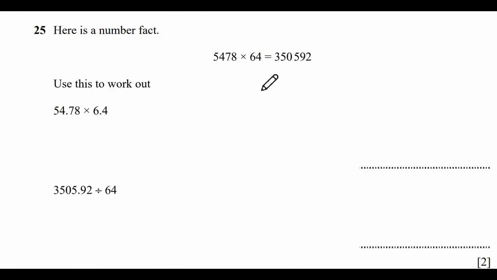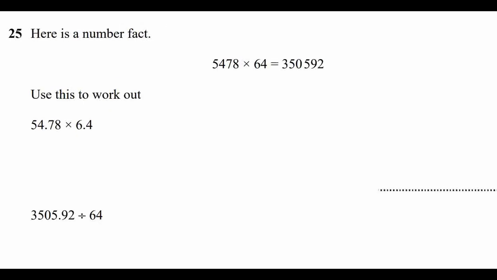5478 times 64 is 350592. Use this to work out 54.78 times 6.4 and 3505.92 divided by 64. Question 25. Now we see that the numbers are the same, only there are 2 decimal places in here.